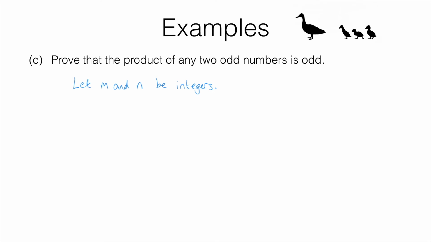In this case, I start off with 2 letters representing integers, m and n. That means they could be completely unrelated. And now we can have 2 completely unrelated odd numbers.